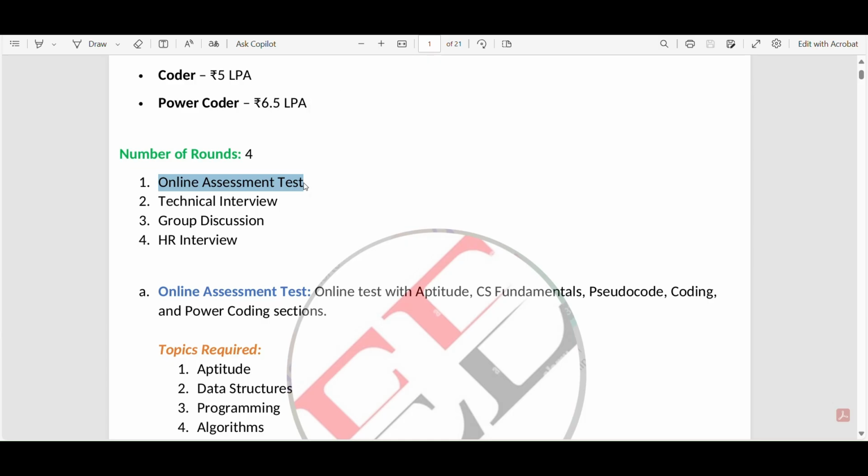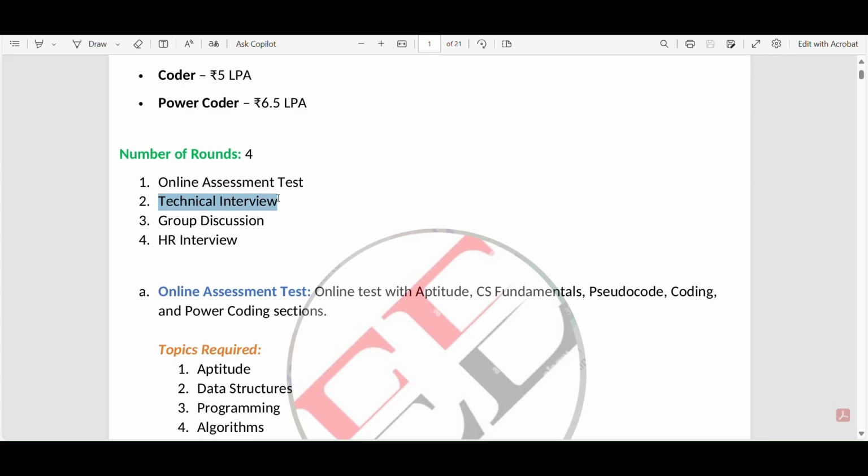the online assessment test. If it is on campus, it would be according to your college, like it would be online or offline, I don't know. It would be based on the college itself. If you are off campus, then the online assessment test will be virtual itself. You can just take it from your laptop by sitting at home. It will be proctored.